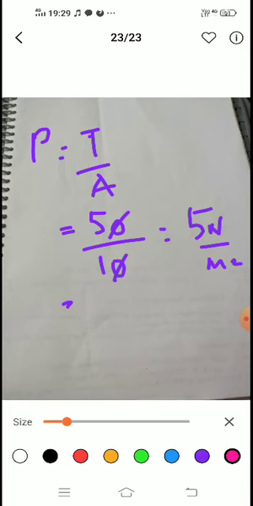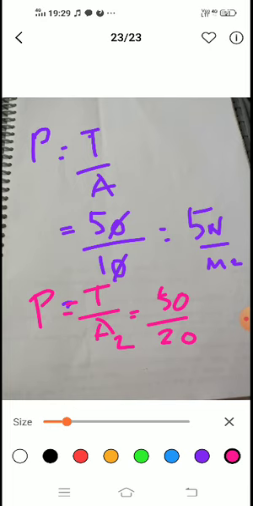Let me calculate for the next one. So pressure is equal to thrust by the second area. Again 50 by 20. So 0 and 0 will get cancelled. What is the answer here? 2.5 Newton per meter square.